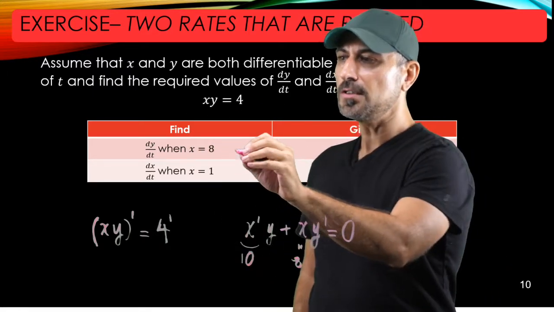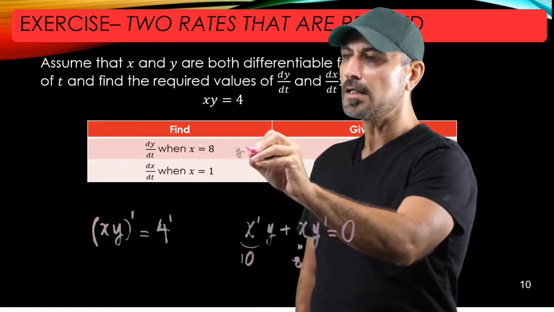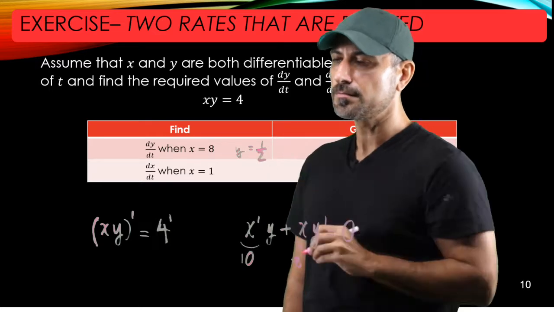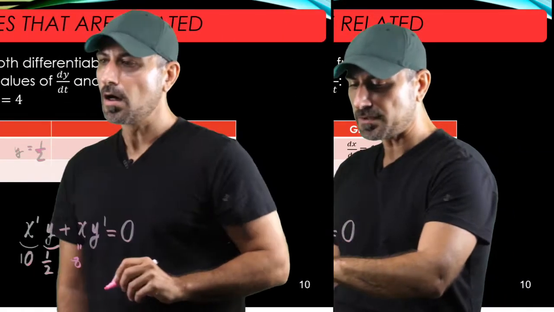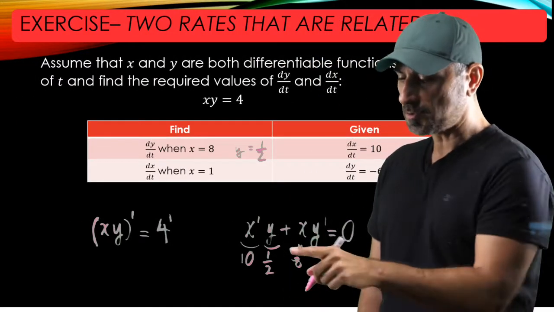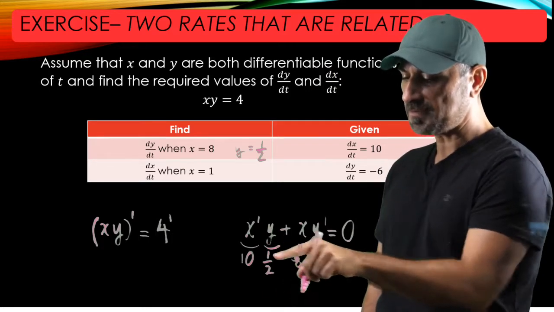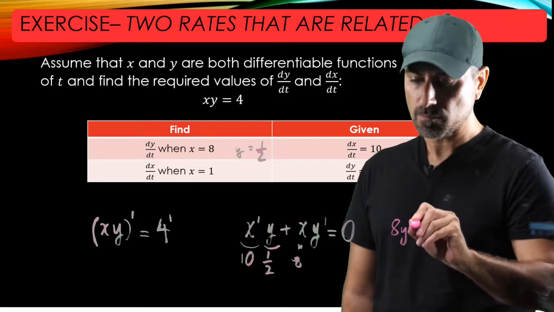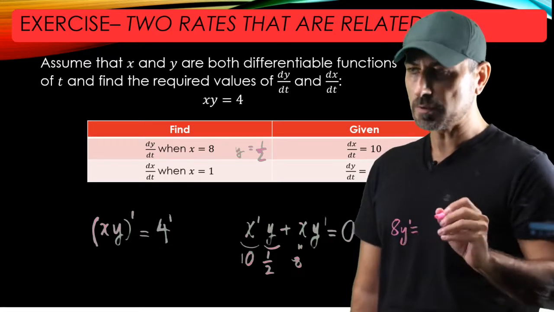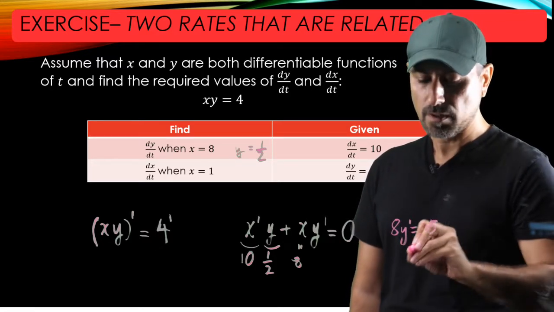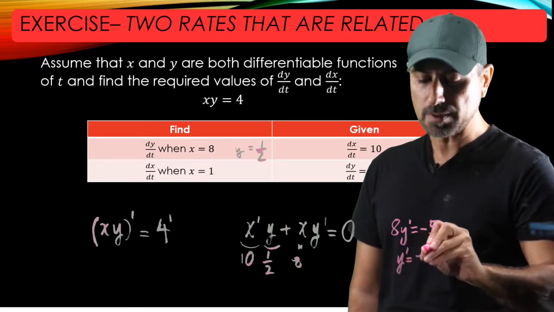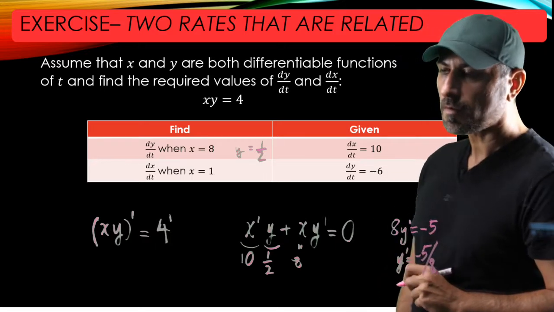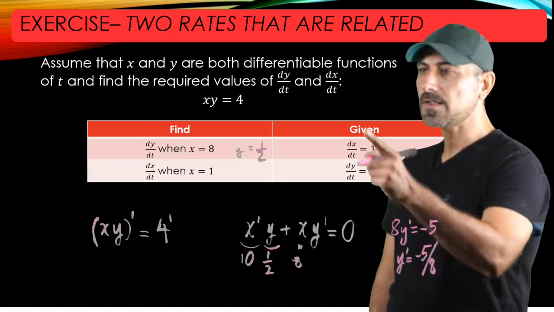Let me just write it here. For this problem, y is nothing but 1/2. So y is 1/2 here. Once we crunch those numbers, 10 times 1/2 is 5, and this is equal to 8y prime. So 8y prime is equal to -5, and y prime turns out to be -5 over 8. So this takes care of part A.